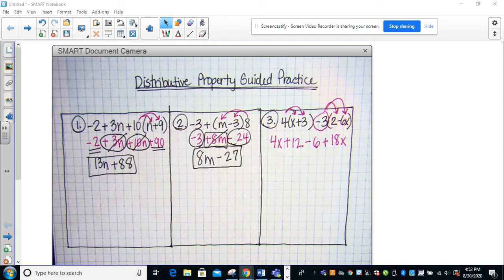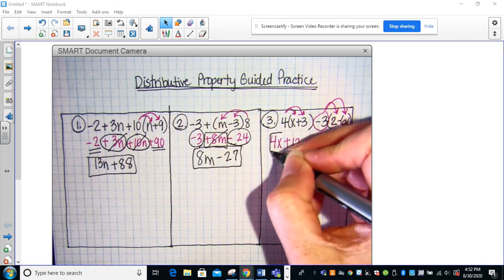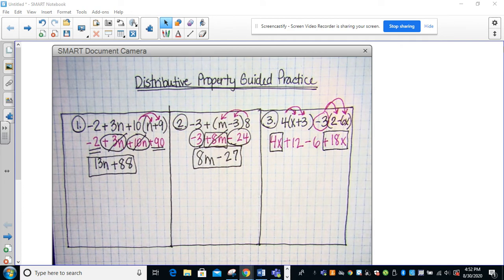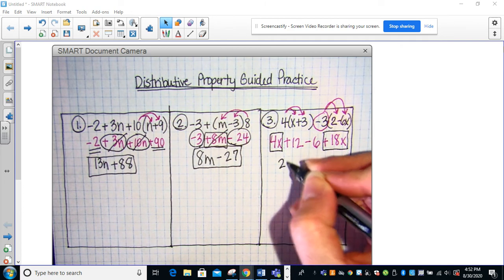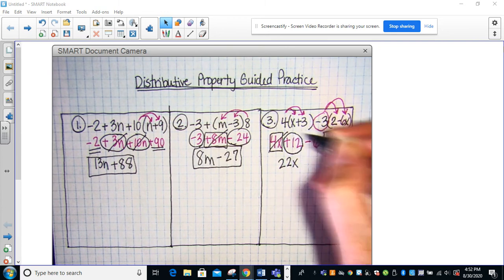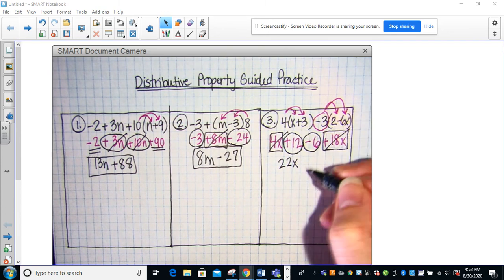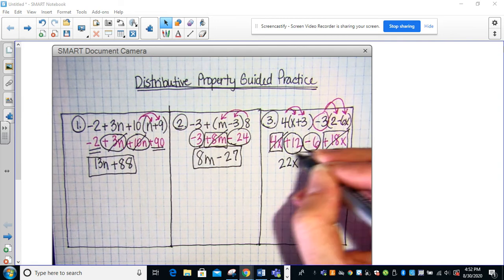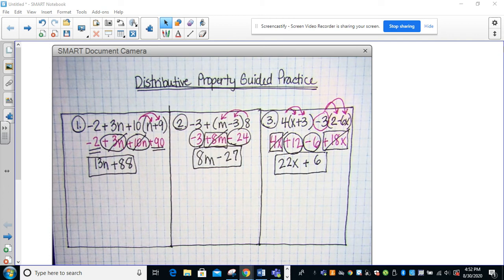I'm going to look at the x's first. 4x plus 18x. 18, 19, 20, 21, 22, 22x. Those are gone. And then we have a +12 and a -6. So if I have 12 and I take away 6, I'm left with a +6. Again, cannot combine those together. So now you should feel a little bit better about the distributive property and can work some on your own.